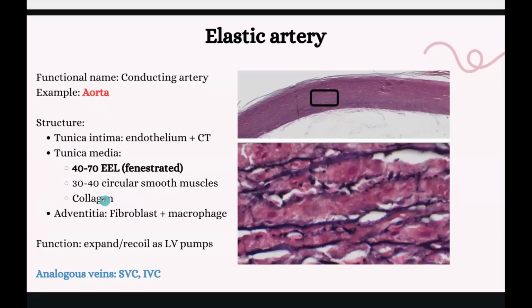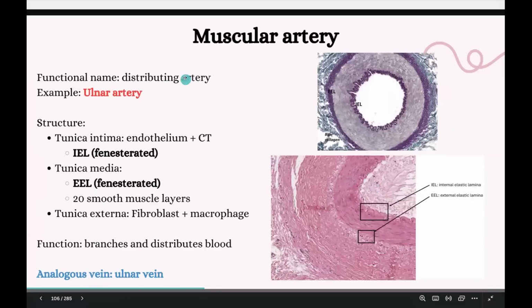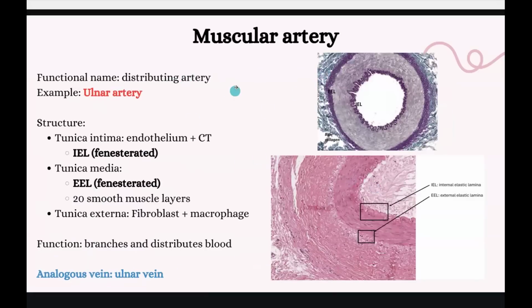And then you also have collagen. And in the adventitia, we have fibroblasts and macrophages. Again, function, expanding and recoiling, and analogous veins are SVC and IVC. Now let's move on to the muscular artery. So the muscular artery, it is also known as the distributing artery, and an example of it is the ulnar artery. The muscular artery is very prominent as well, and it's very characteristic because it has two elastic lamina.